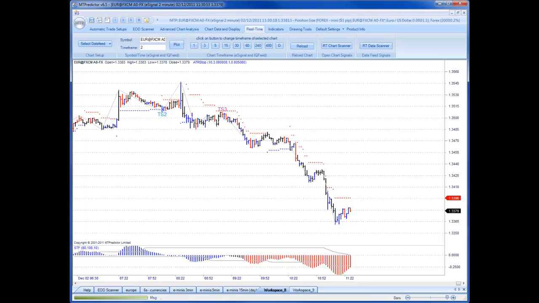In today's video I'd like to look at a Forex chart. This is a chart of the euro against the US dollar, and I would like to go through a brilliant example of what I call my Holy Grail trade setup.